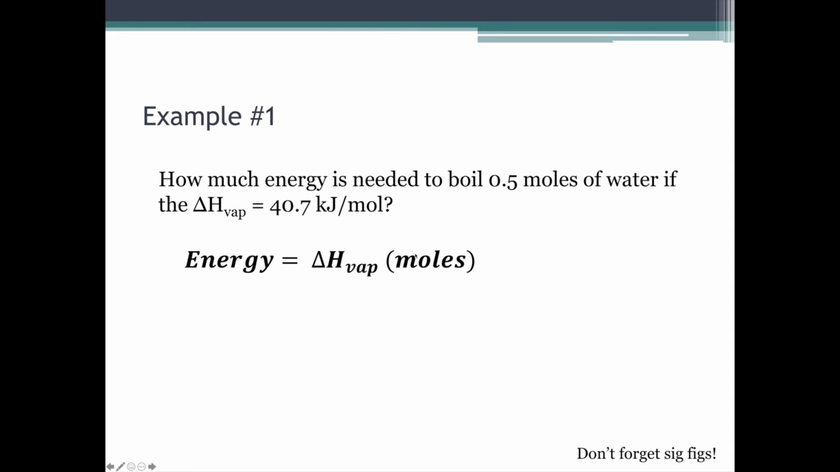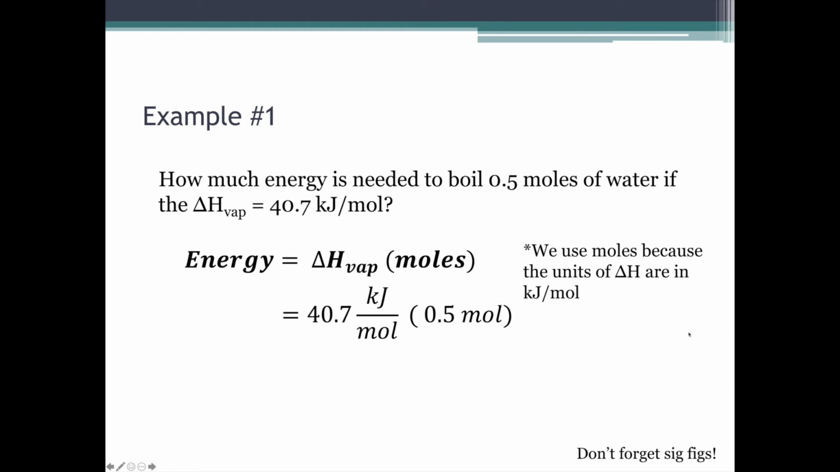Now I have both of these values, moles and delta H vap. So I'm going to input both of those, 40.7 kilojoules per mole times 0.5 moles, and I get 20.35. Now I need to remember sig figs. With multiplication, you're going by the least number of significant figures. This has 3 sig figs, this has 1, so I'm going to round this to the first sig fig. That becomes just 20, and I use units of kilojoules because my units of molar heat were in kilojoules.